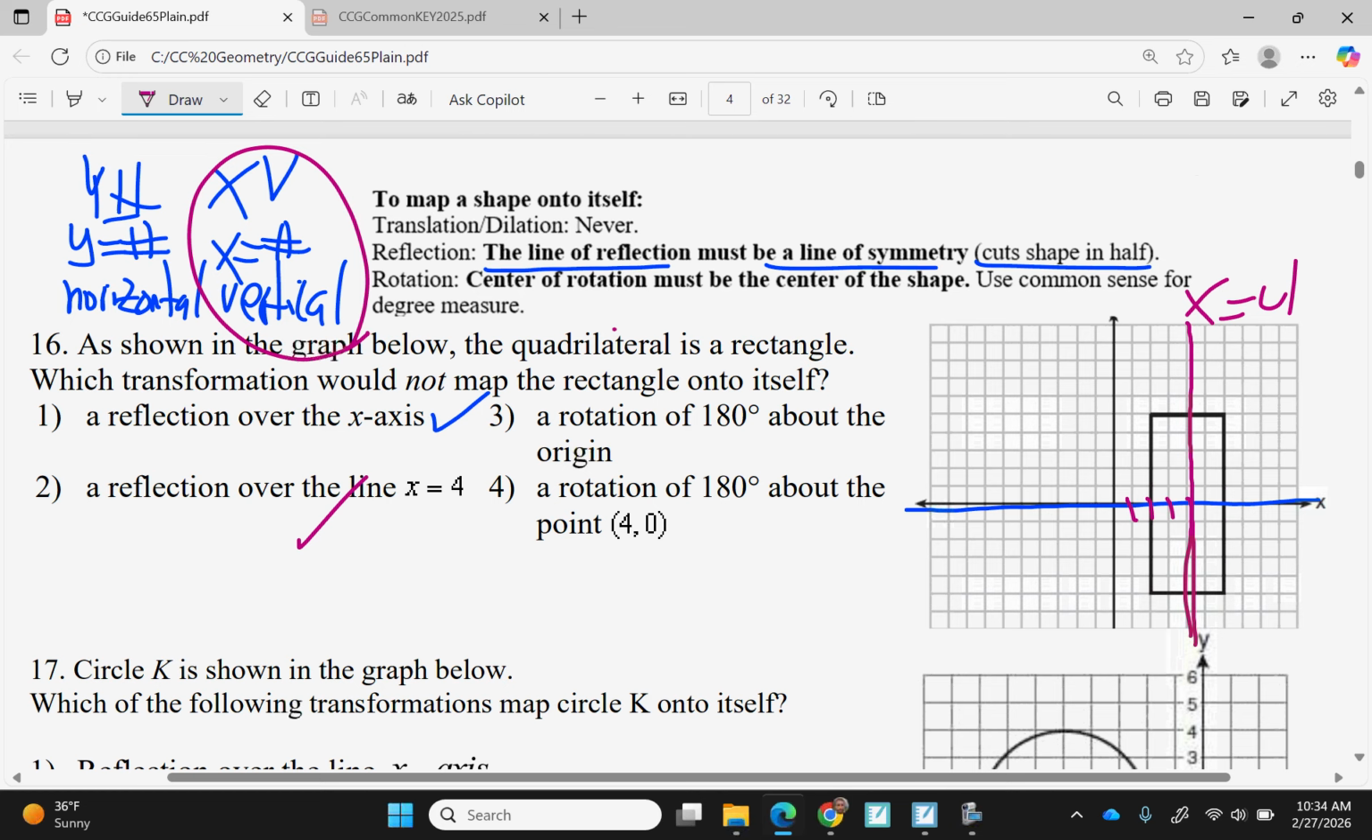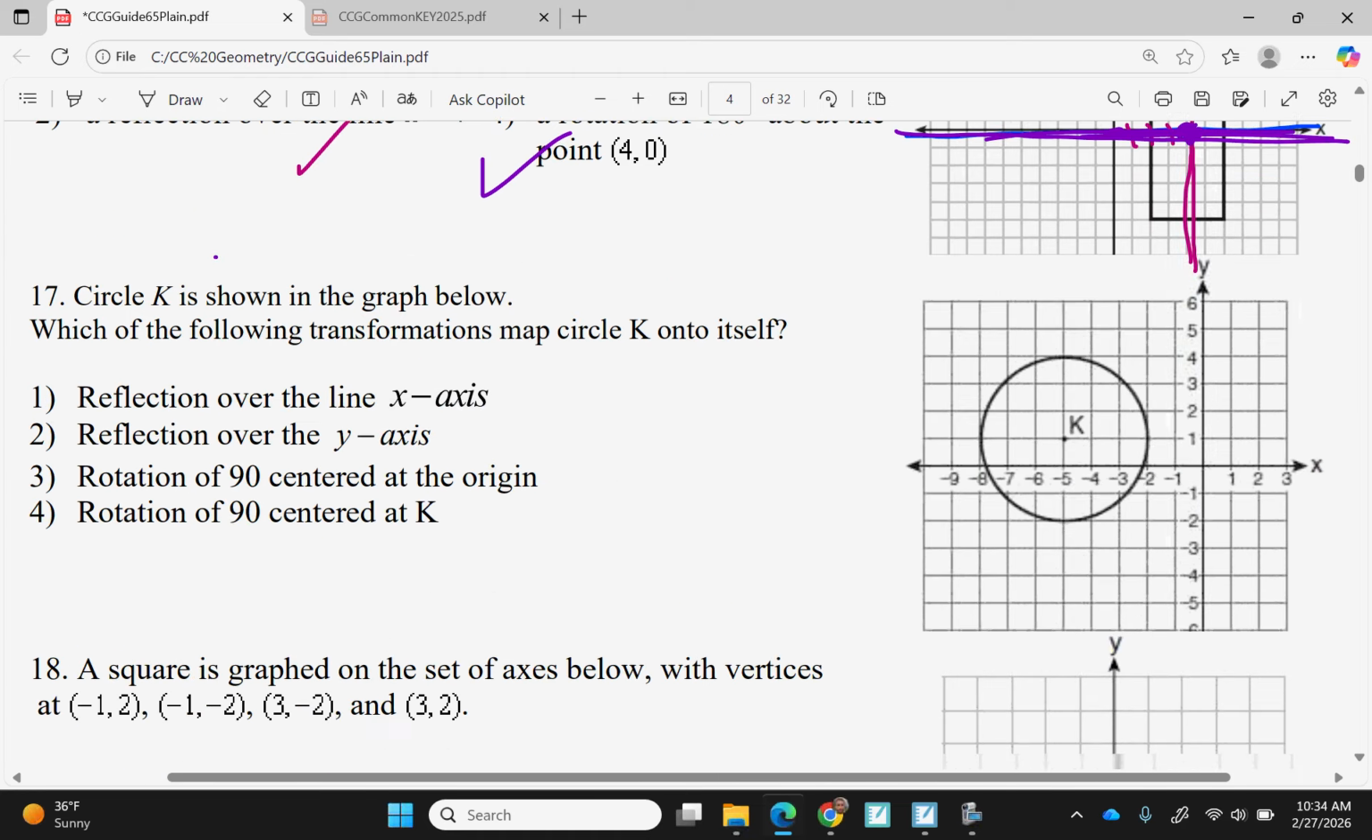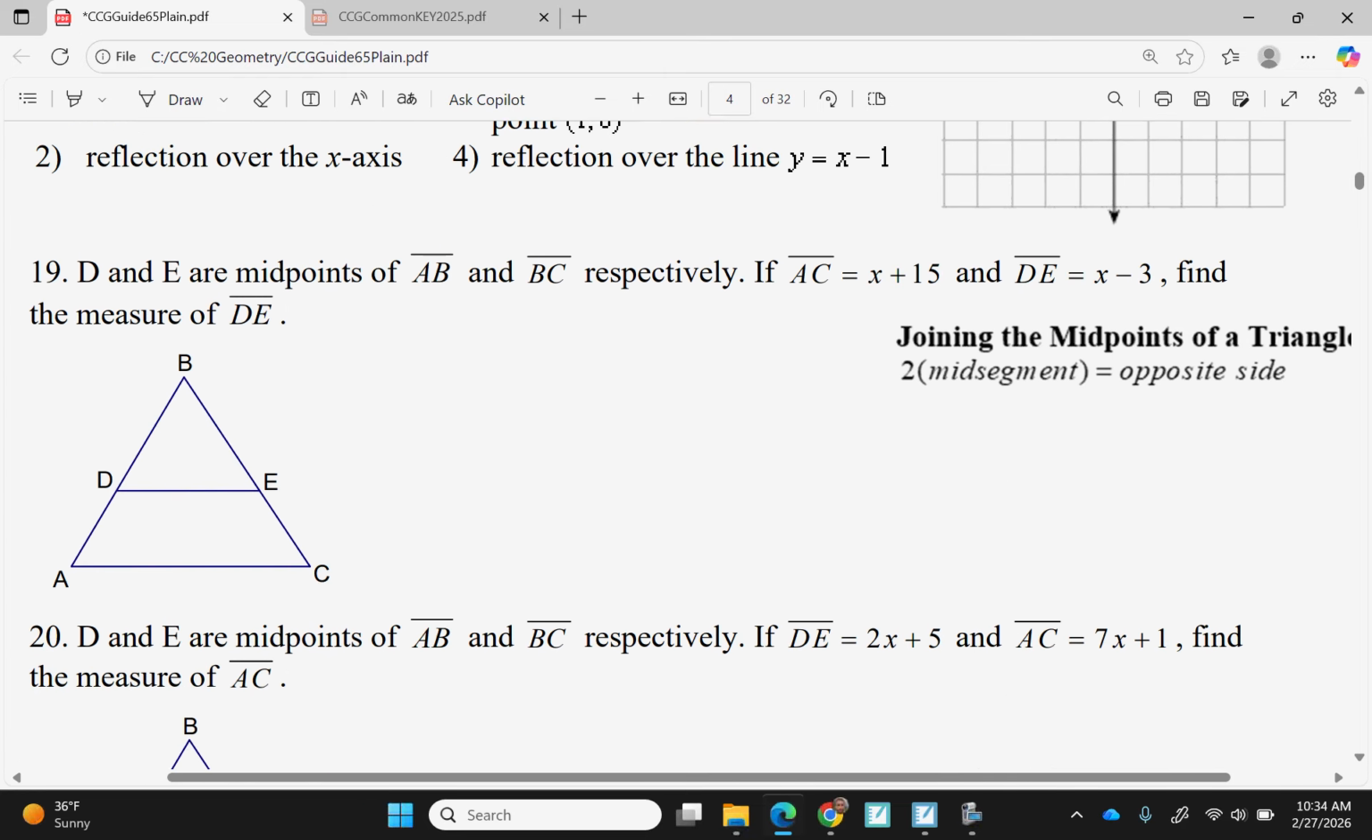Center of rotation equals center of shape. For my rotation, the center of rotation must be the center of the shape. So choice 3 has me centered at the origin. Is the origin the center of the shape? No. Choice 4 has me centered at 4, 0. Is that the center of the shape? Yes, that is the center of that rectangle. Which one will not map it onto itself? Choice 3. Line of reflection equals line of symmetry. Center of rotation equals center of shape.